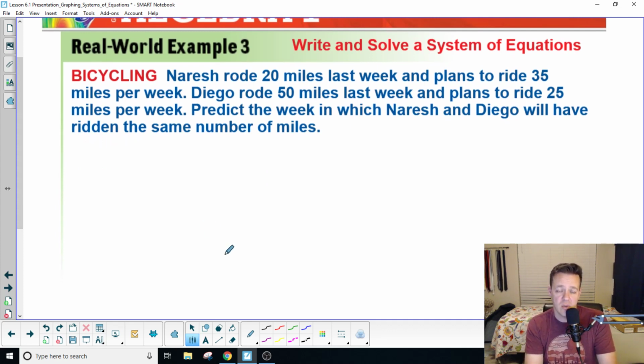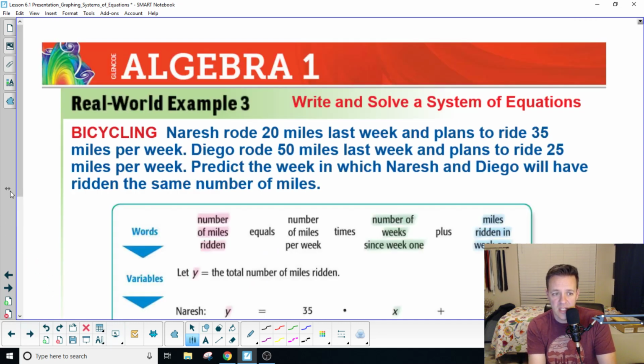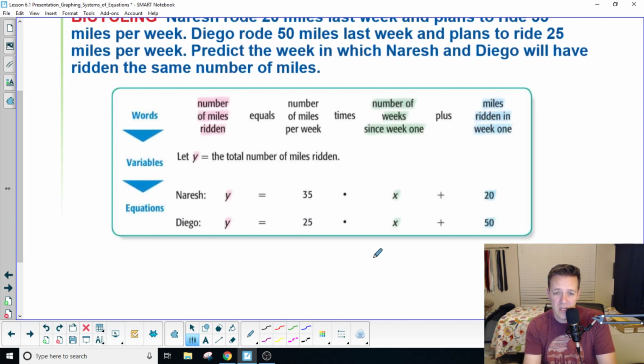For this, Nareesh rode her bike, or his bike, 20 miles last week, and plans to ride 35 miles per week. Diego rode 50 miles last week, and plans to ride 25. Predict the week in which Nareesh and Diego will have ridden the same number of miles. So we need to form an equation for that. And the equation for this is right here. I didn't want to take the time to do it, so I let the book do it for me.